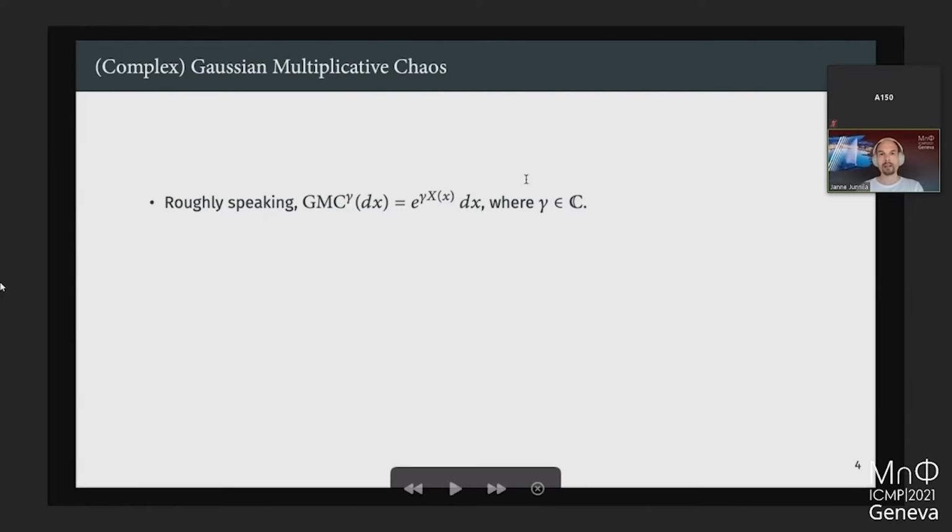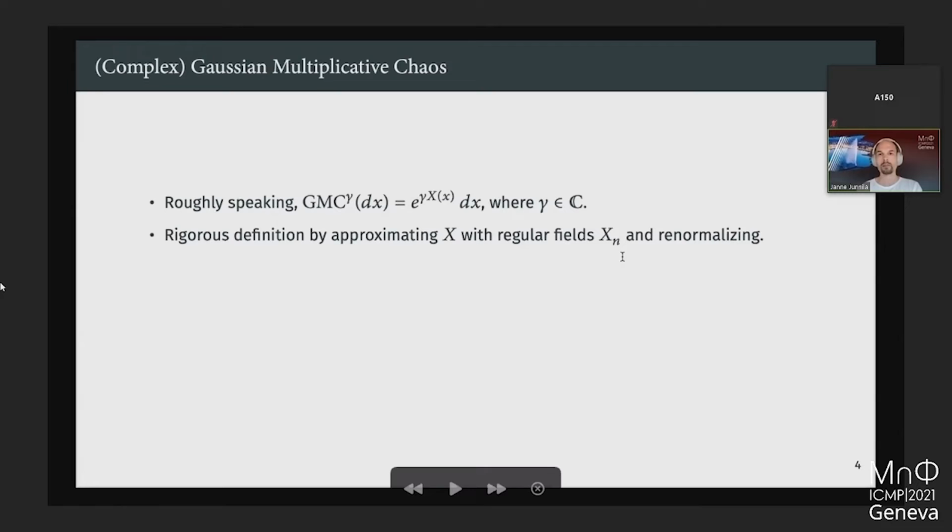Gaussian multiplicative chaos, which was also introduced a couple of times, except now I'll allow this parameter gamma to be a complex number. So Gaussian multiplicative chaos is basically just the exponential of a log-correlated field multiplied by some parameter.